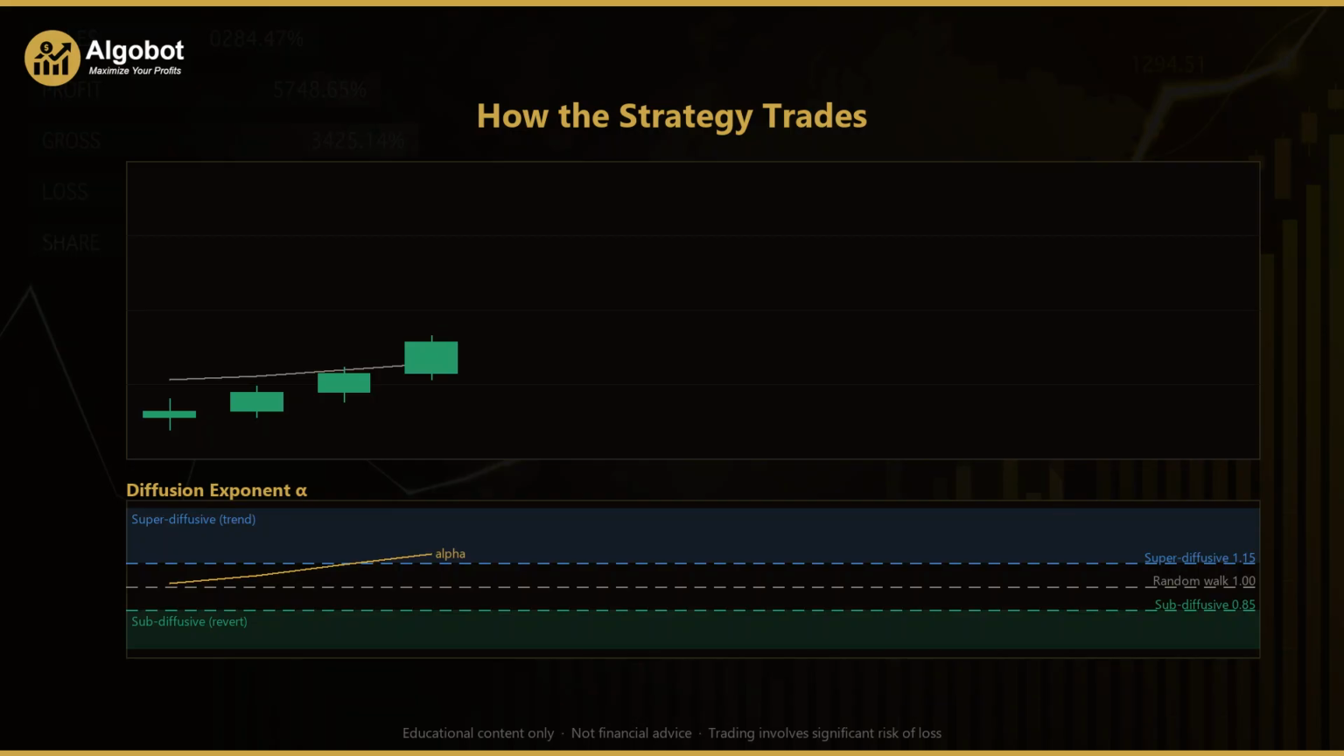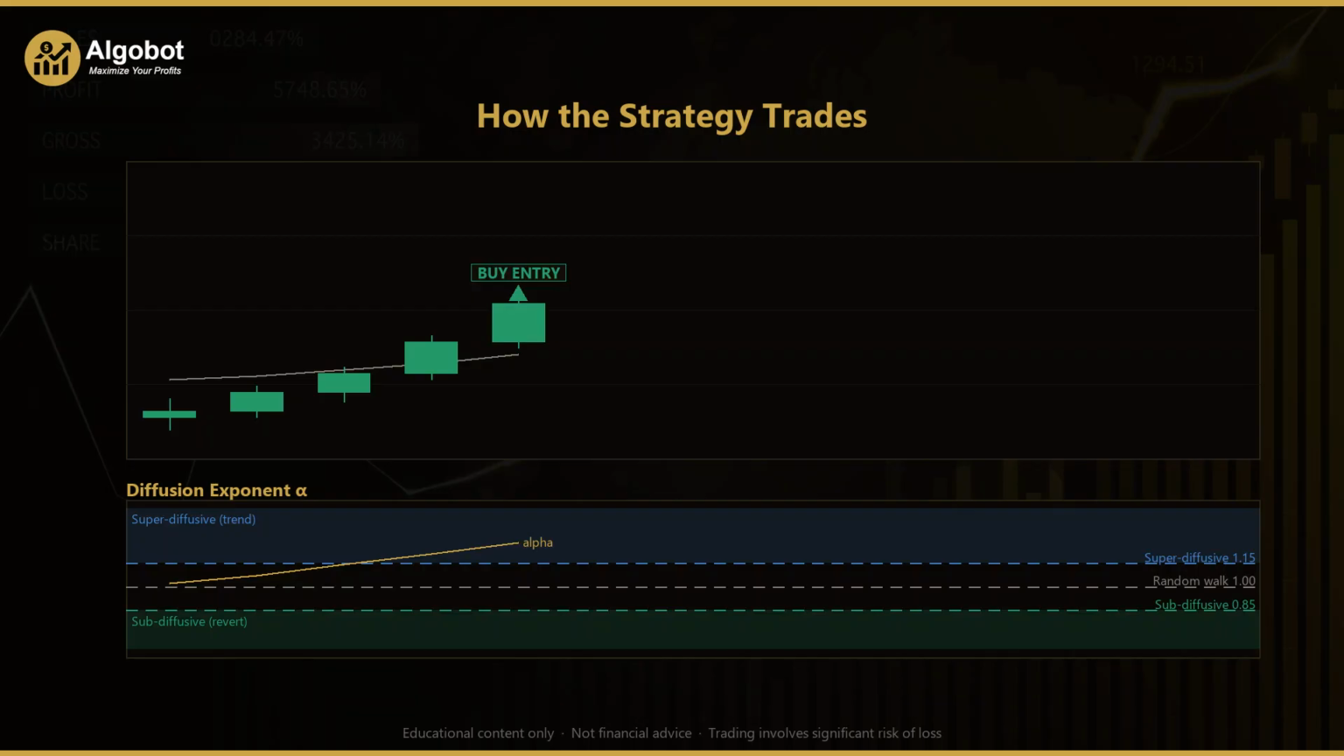Look at the first few candles on the left. Price is edging higher in small steps, and down in the panel alpha is sitting near 1.0. This is the neutral zone. Dispersion is growing about as fast as a random walk would predict, so there is no measurable edge, and the strategy stays flat. Now watch candles 3 and 4.